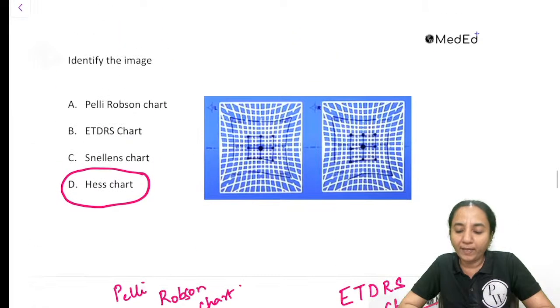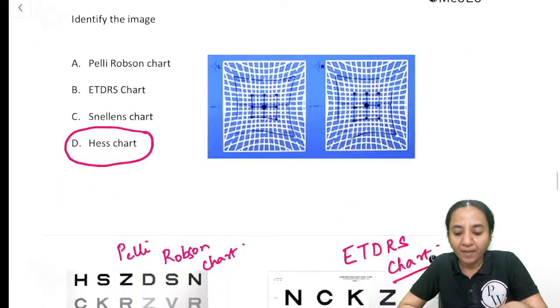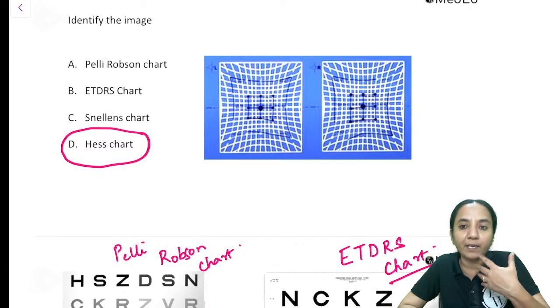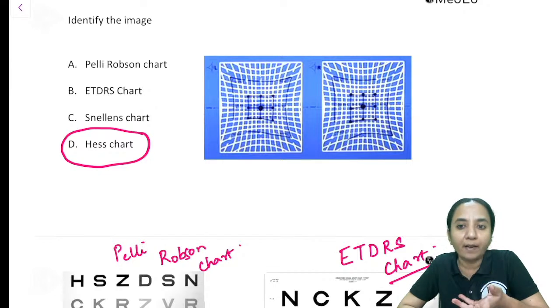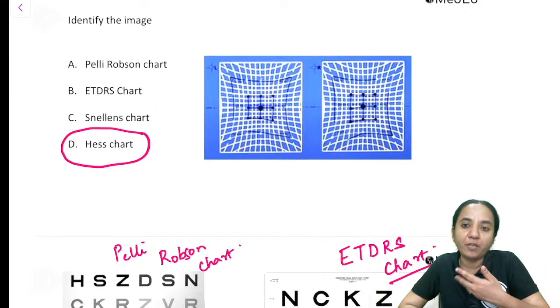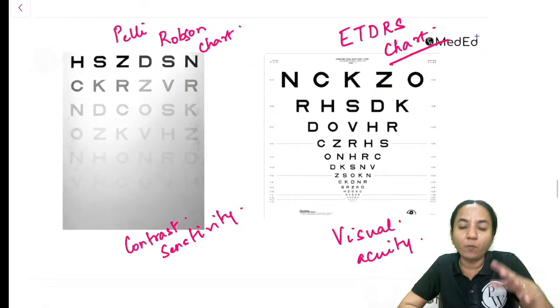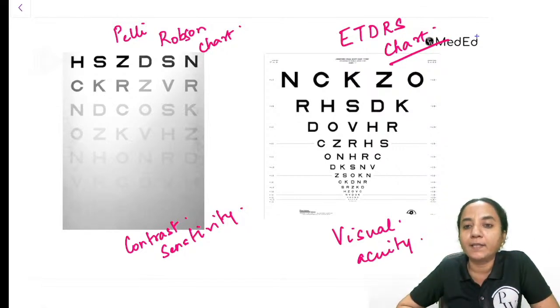So just to have a look at the images, the one that's given to us in the question is your Hess chart, which, as I said, is used to aid in the diagnosis of paralytic squints and also to see how the muscle is recovering, to check the progression or the recovery. Next, this one is the Pelli-Robson chart, where the letters become fainter as you move down, and it's a contrast sensitivity chart. And the other one, the ETDRS chart, is for visual acuity.